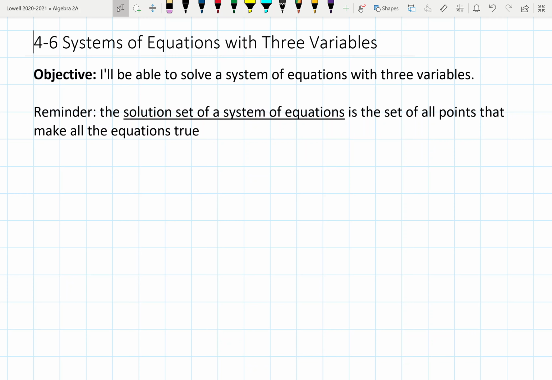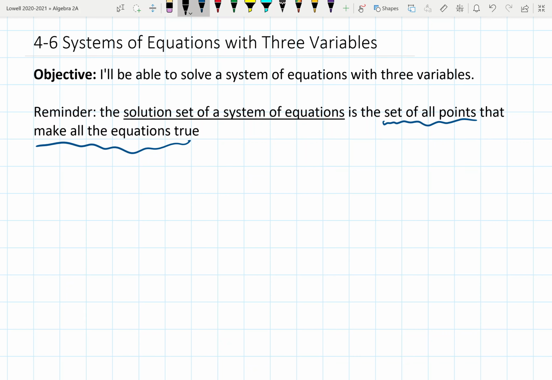In this video, we're going to talk about systems of equations with three variables. First thing we're going to do in this video specifically is to talk about what the solutions to these systems look like. So remember that a solution set to a system of equations, and this could be a system with 2 equations, 3 equations, 4 equations, but also 2 variables, 3 variables, 17 variables, the principle is still the same. And the solution set is just the set of all points that make all the equations true.